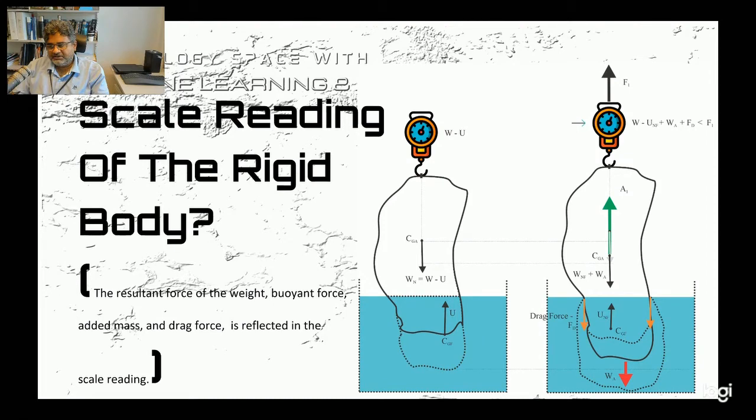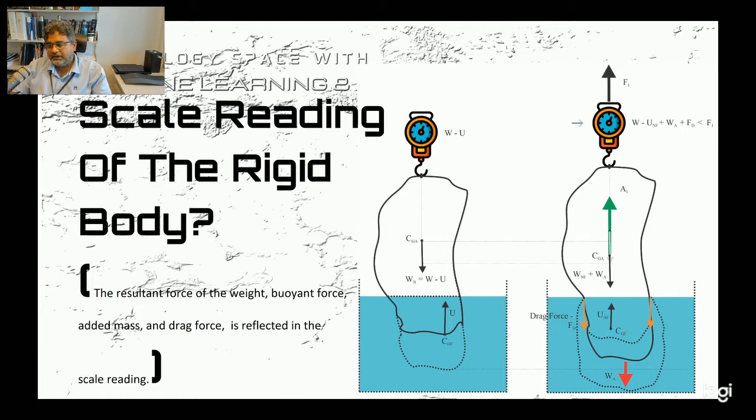So there are three effects that could influence this rigid body in a situation where this external force F1 is trying to pull that rigid body out of this fluid. The first effect was that the buoyant force UNF is working against the weight of the rigid body. The second effect was the added mass, which is WA, working against the acceleration of that rigid body. And the third force is the drag force, which is also working against the acceleration of that rigid body. These force variations should be reflected on the scale reading.